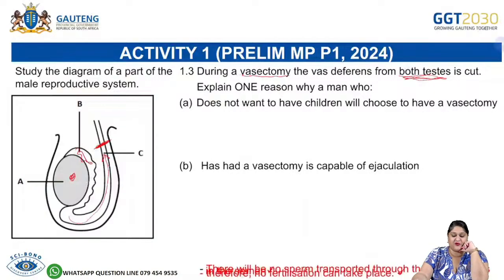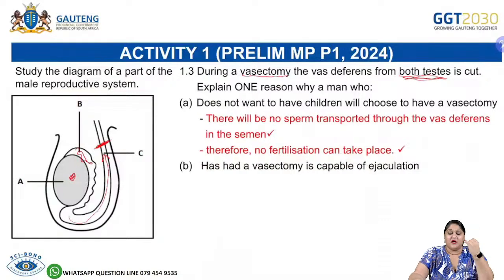So let's see how we're going to put our answer. We're first going to say there will be no sperm transported through the vas deferens in the semen. Therefore, no fertilization can take place. Now this is a very interesting answer. Remember that when they ask us to explain something, they want us to explain in a cause and effect way. So what is the cause and then what is the effect going to be?